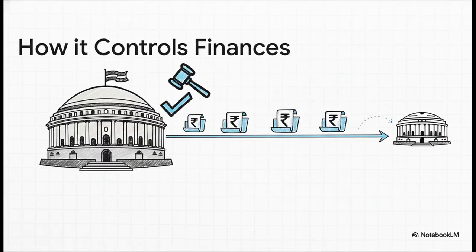So what does that actually mean, controlling the finances? Well, get this. The national budget and any bill that's mainly about taxes or government spending, what's known as a money bill, can only start in the Lok Sabha. The other house can take a look, maybe suggest a few things, but it has no power to block it. What the Lok Sabha says goes.